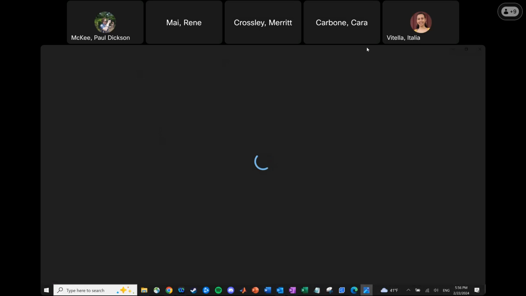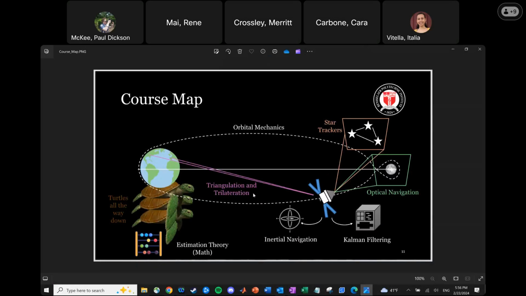And so this is to illustrate the entire class in one diagram. We start off with orbital mechanics, and we had quite a few lectures on orbital mechanics. And then we talk about the mathematics that lies at the base of all things, and that's our estimation theory. That gives us the foundation that we need for the rest of the class. And we're approaching the halfway point of the class, and we haven't gotten to the cool stuff yet.